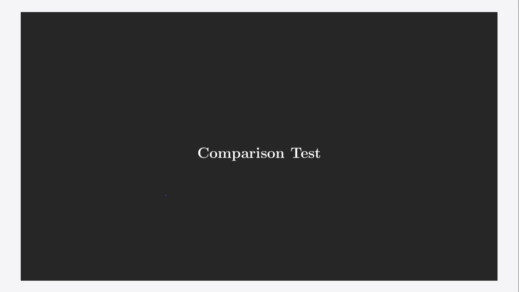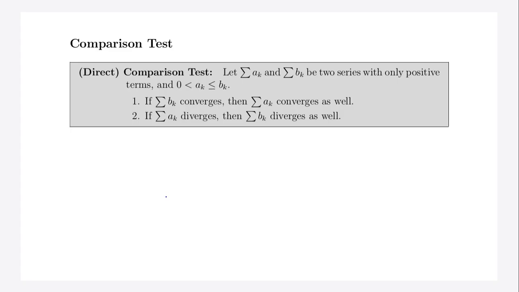Okay, let's get to the meat of this stuff, the comparison test. Sometimes it's called the direct comparison test. That's mostly to differentiate it from the limit comparison test that we're going to talk about. Let's say we've got two series. We don't know if they converge or not yet necessarily, but maybe we know some information about one of them. They have only positive terms, so all of the terms here are greater than 0. And this ordering is the thing that we really care about. For all the k values, our b terms are bigger than or equal to our a terms.